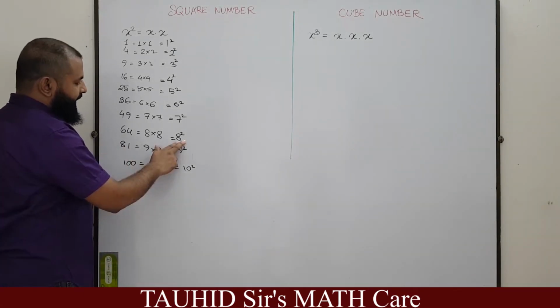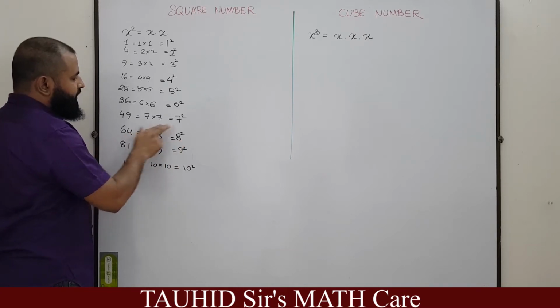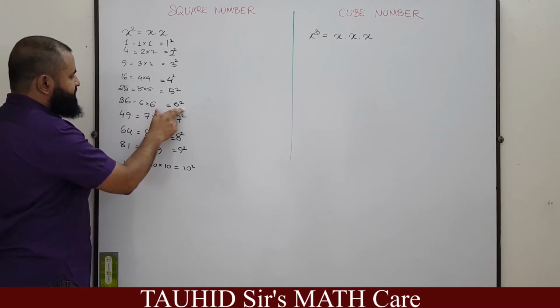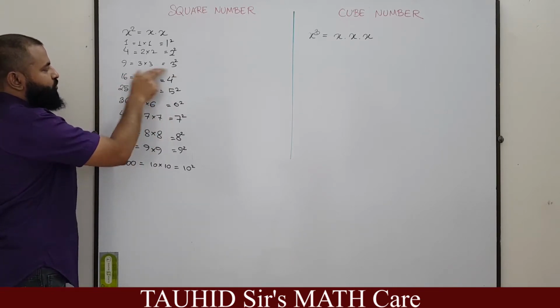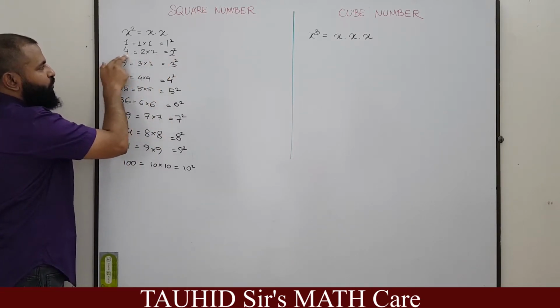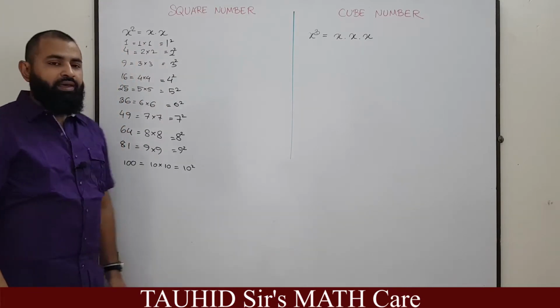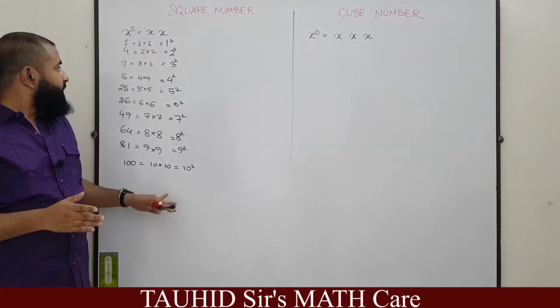In the same way, 8 square equal to 64, 7 square equal to 49, 6 square equal to 36, 5 square equal to 25, 4 square equal to 16, 3 square equal to 9, 2 square equal to 4 and 1 square equal to 1. These are the square numbers.